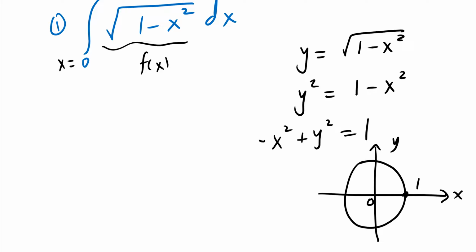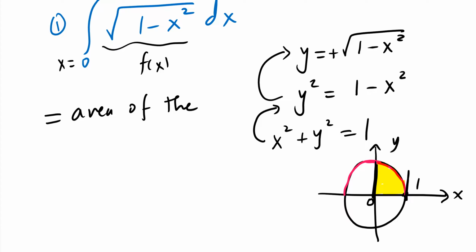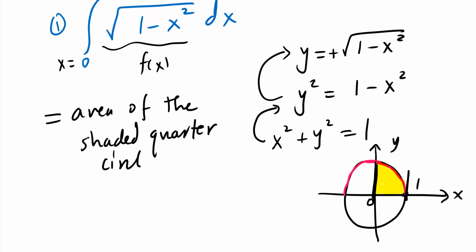But notice, imagine you want to go backwards. You want to solve for y. You would subtract x squared, then you did this. But wait, there's no plus or minus, there's only plus. This means this function they give us only represents the upper half plane, only the upper one. And they are saying, please go from x equals 0 to x equals 1. So this means they're only talking about this part. So this integral now represents the area of the shaded quarter circle.